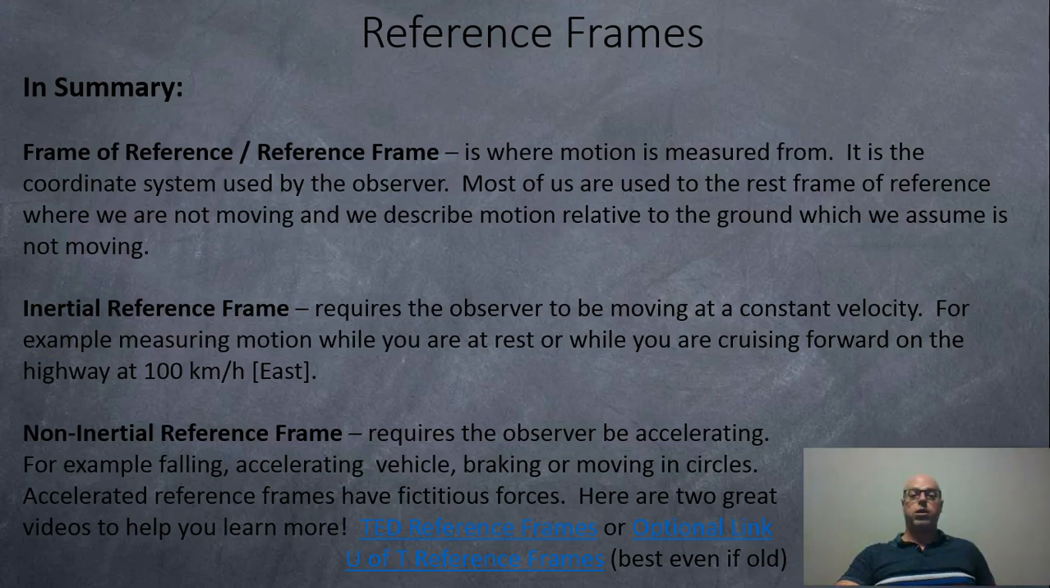Now, an inertial reference frame requires the observer to be moving at a constant velocity, like 0 meters per second, or, for example, traveling down the highway at 100 kilometers per hour east. A non-inertial reference frame requires an observer to be accelerating, for example, falling, accelerating a vehicle, braking, moving in circles.